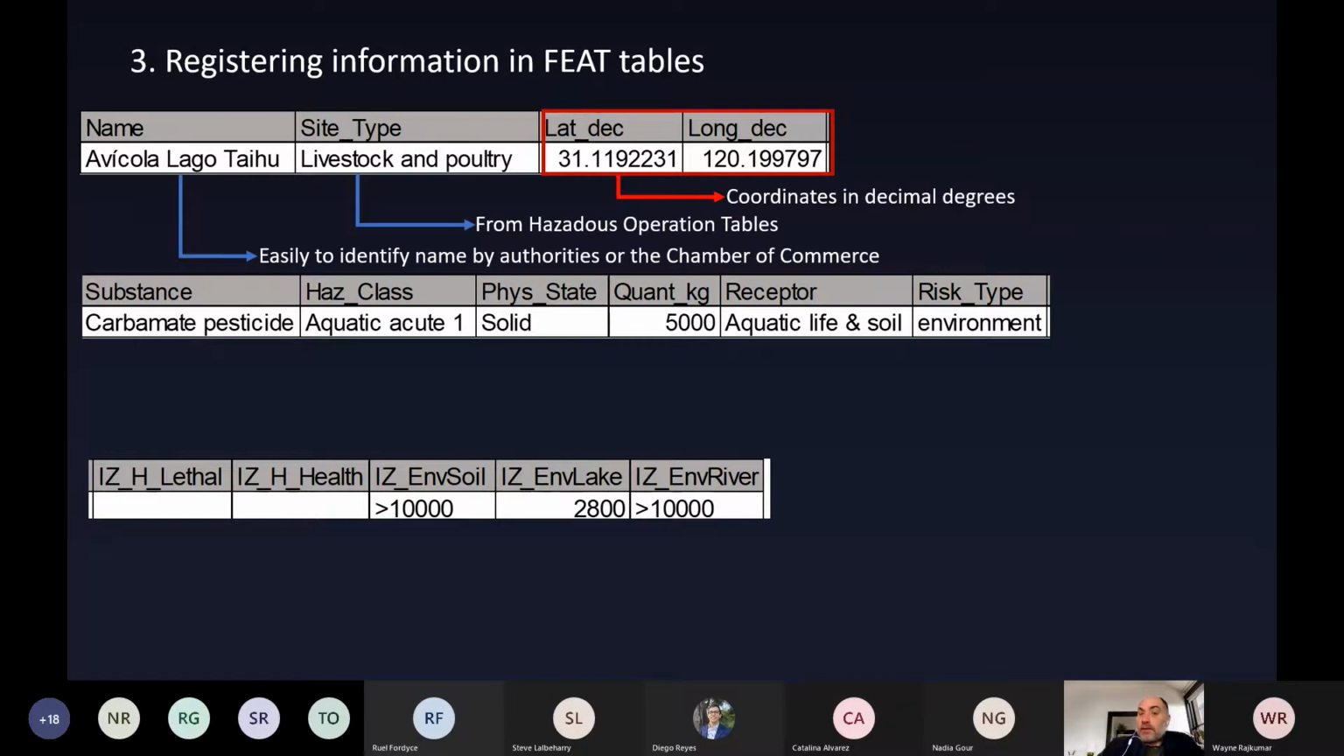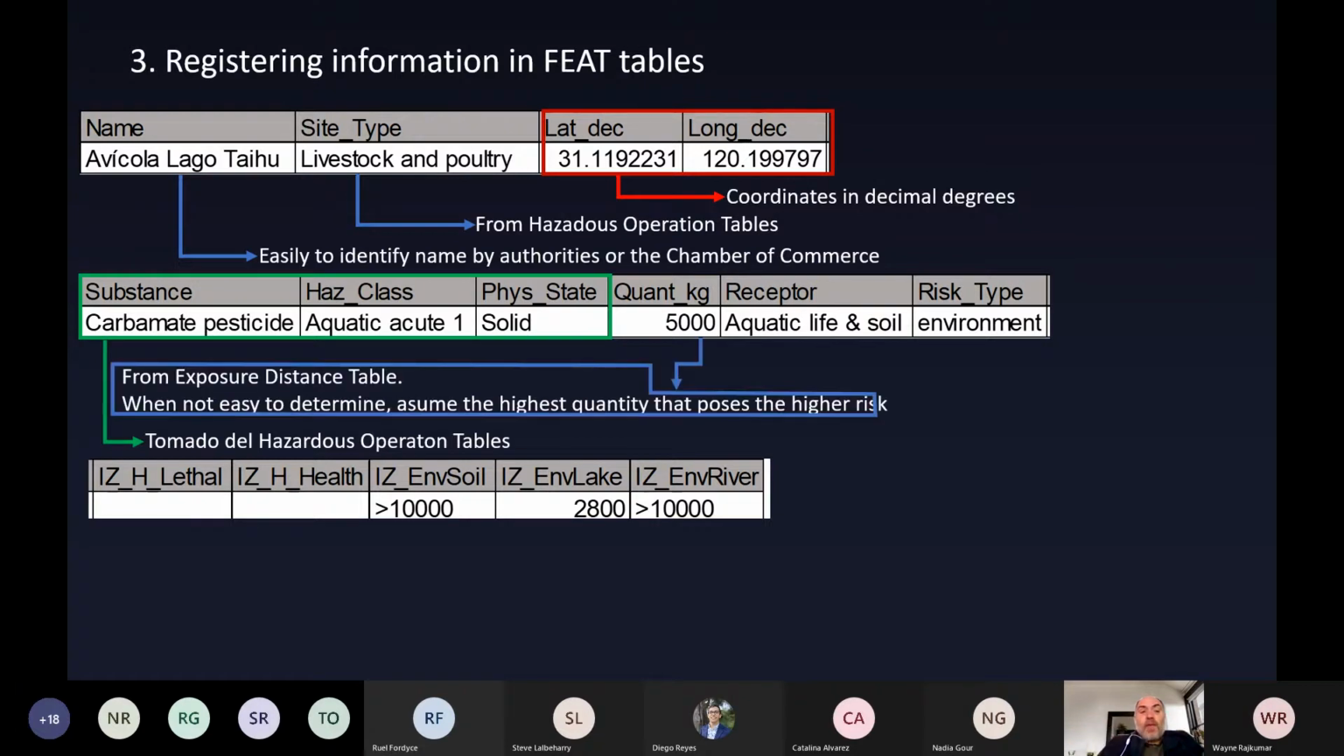Then we include the characteristics of the spill. The carbamate pesticide is the substance we are looking for. That's also taken from the hazardous operation tables. We know that the carbamate pesticide is solid and poses an aquatic acute 1 hazard class. We also record the highest distance since we don't know the real quantity that was discharged into the lake.